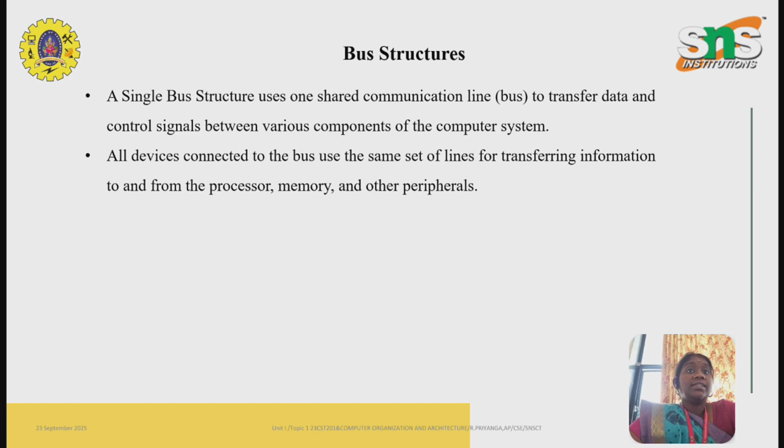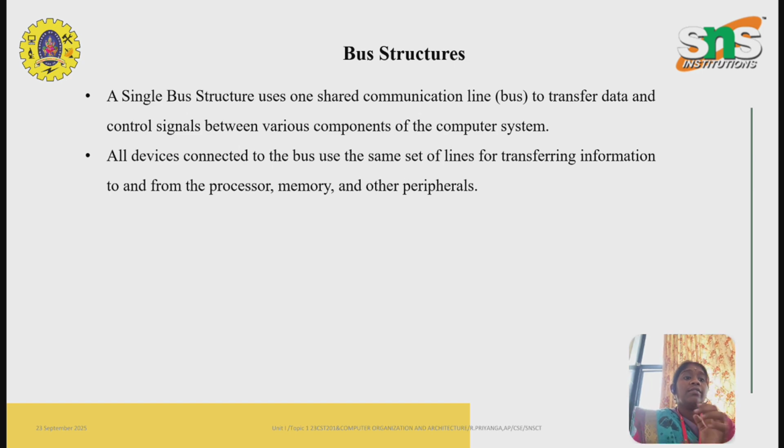There is a single bus structure and a multiple bus structure. In a single bus structure, only one common bus is shared by the CPU, memory and input-output devices. It is simple and cheap, but only one operation can happen at a time. That is a bottleneck. But in a multiple bus structure, separate buses are used for memory, input-output and CPU. It also allows parallel operation, which is faster, but it is more complex and expensive.